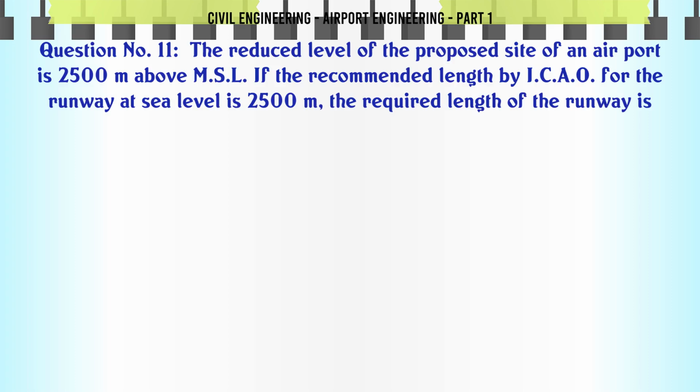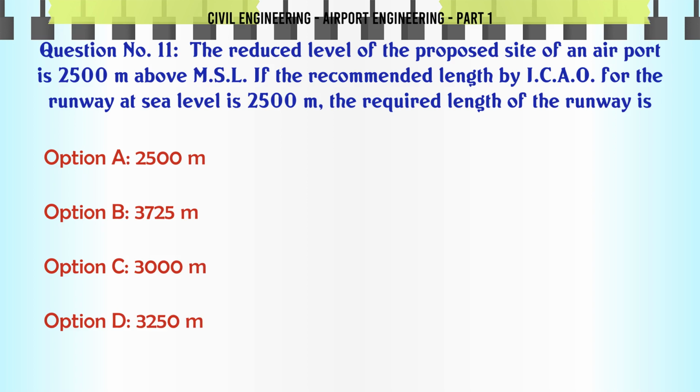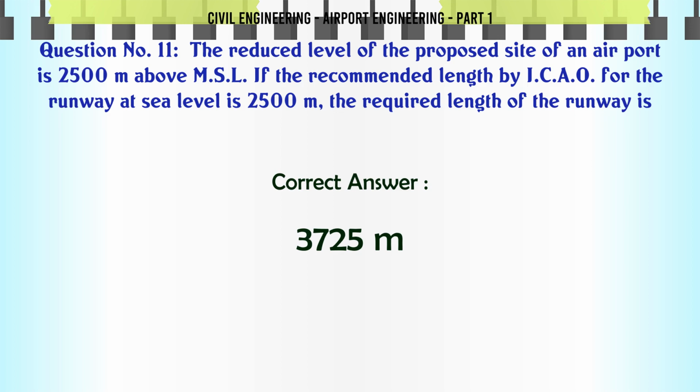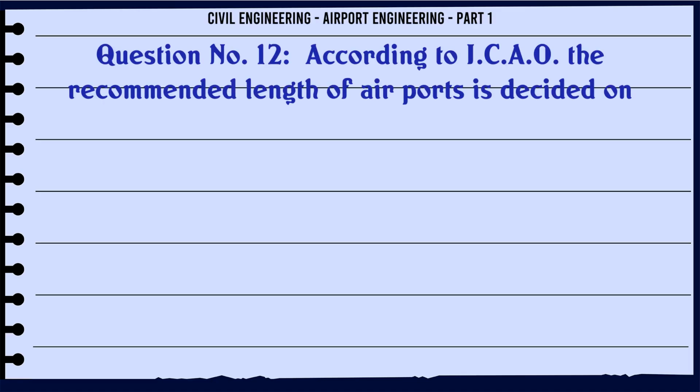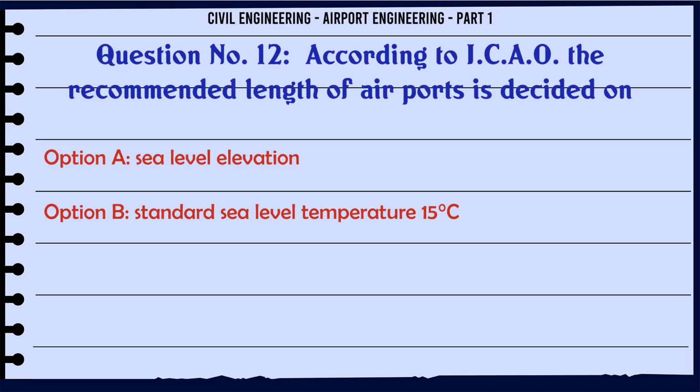The reduced level of the proposed site of an airport is 2,500 m above M.S.L. If the recommended length by I.C.A.O for the runway at sea level is 2,500 m, the required length of the runway is A. 2,500 m, B. 3,725 m, C. 3,000 m, D. 3,250 m. The correct answer is 3,725 m.